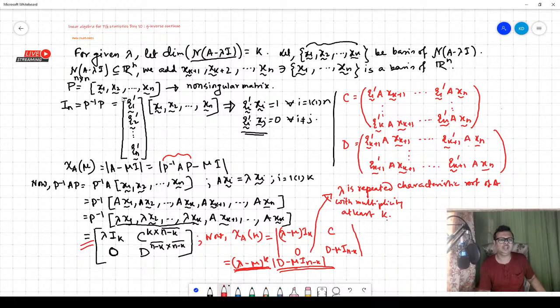And since we assume this is a basis of the null space of A minus lambda I, and the dimension of the null space is equal to k, so k is the geometric multiplicity, and from this derivation we see that the algebraic multiplicity is at least k.